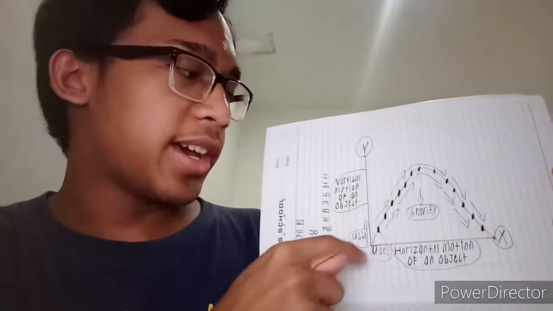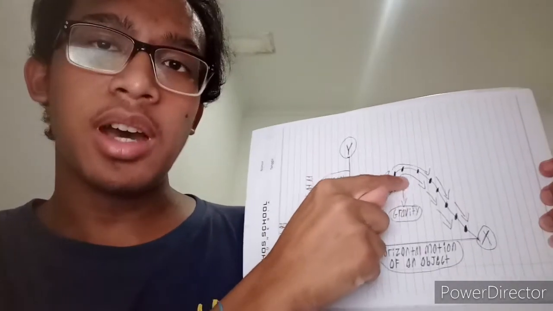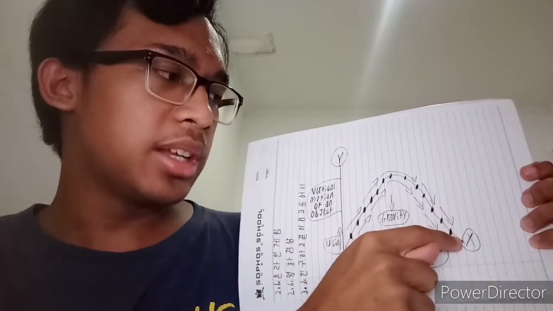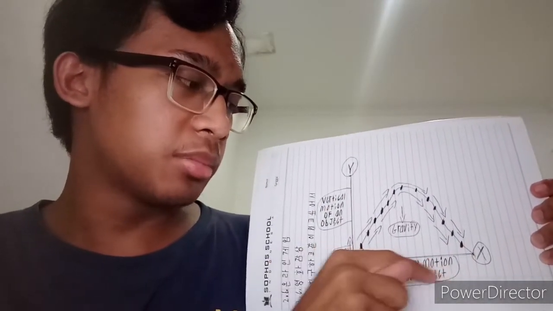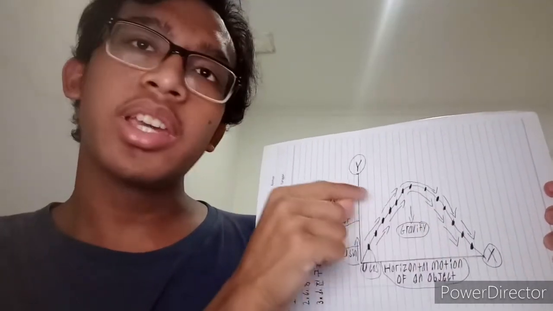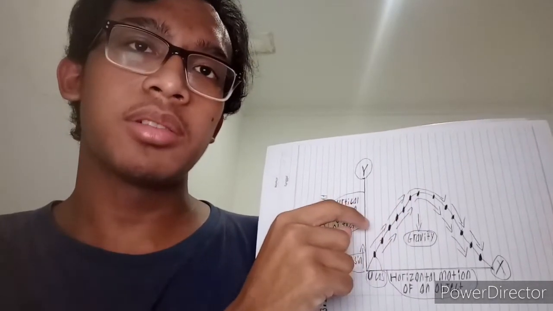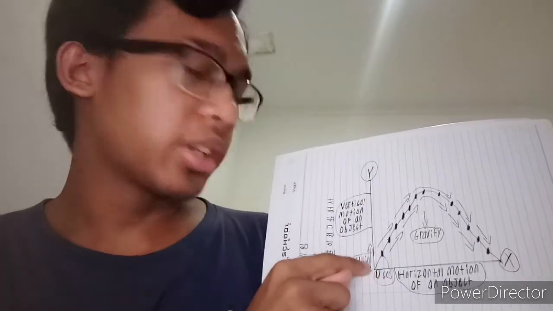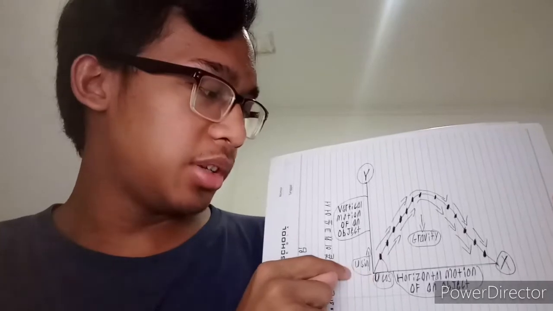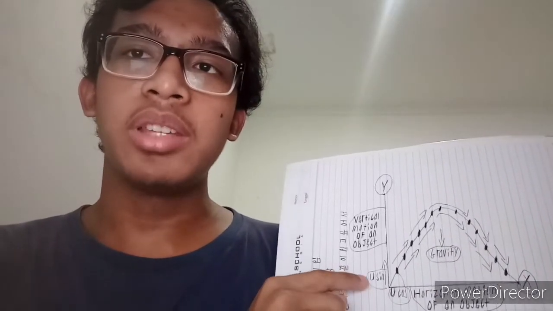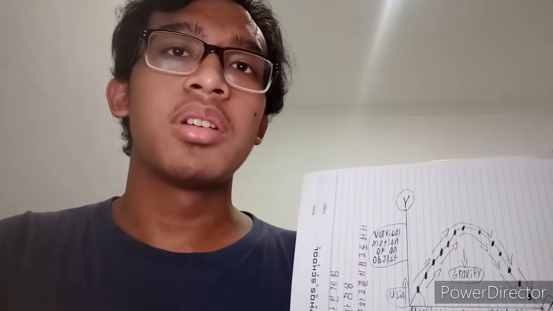In this diagram, the dot I've drawn all the way from the starting line to the end of the x-axis, the horizontal motion, is the object itself, like a ball or a tennis ball or something else. It can be anything. So the time can be found using the initial vertical velocity, u sin theta, and the final velocity at the peak of the flight, which is always zero.